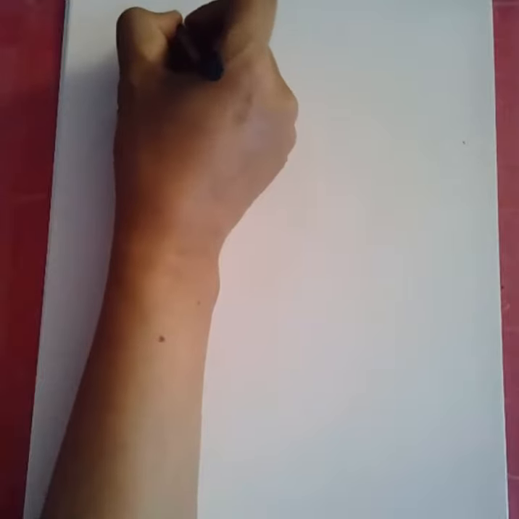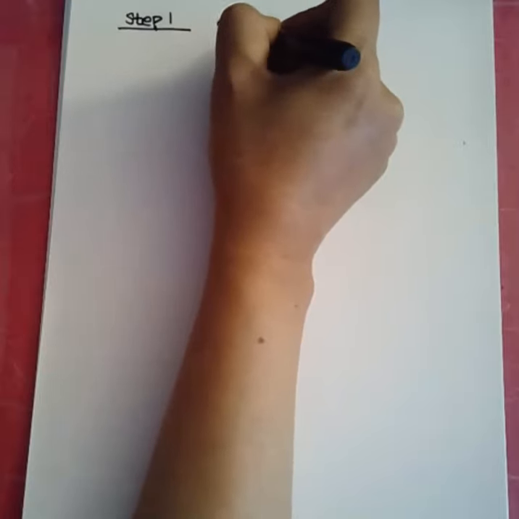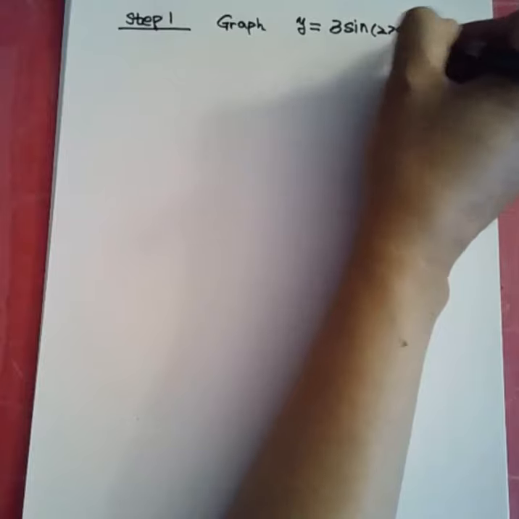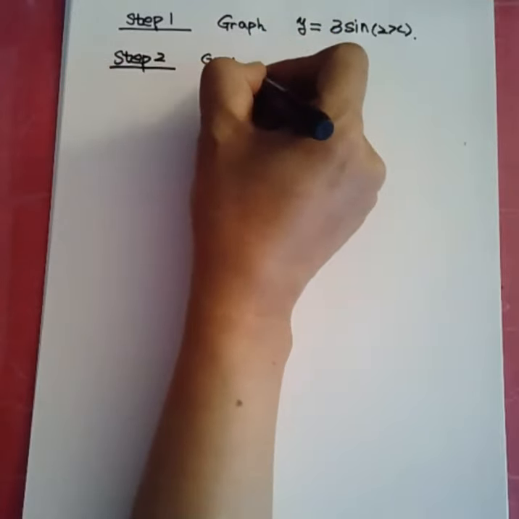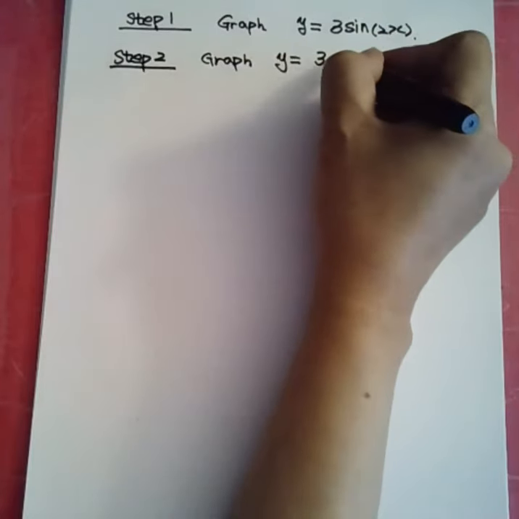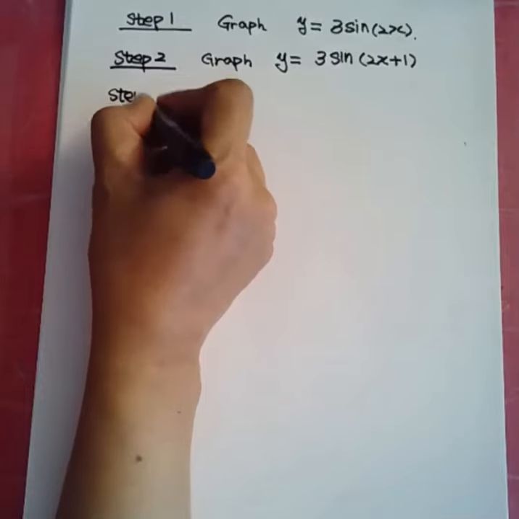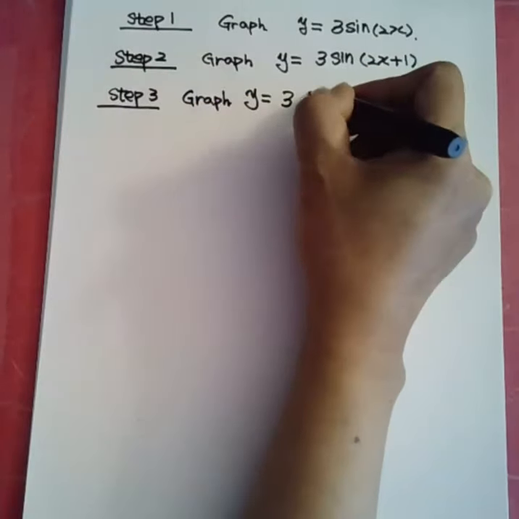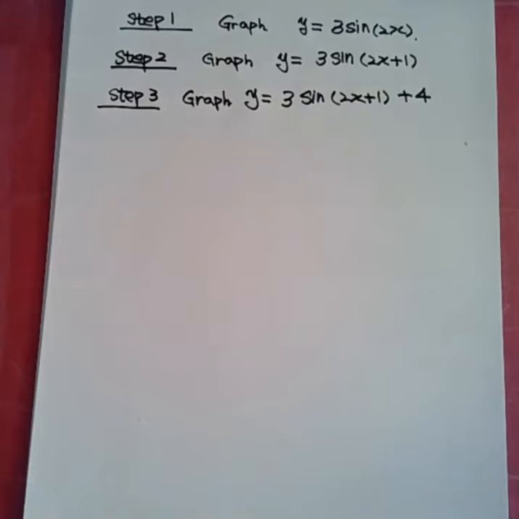What we want to graph first is the horizontal and vertical compression or stretch. Graph y equals 3 times sine of 2x, and then we will think about the horizontal shift. Graph y equals 3 times sine of 2x plus 1. And then the third step will be, we will graph y equals 3 times sine of 2x plus 1 plus 4. So we consider the vertical shift also.